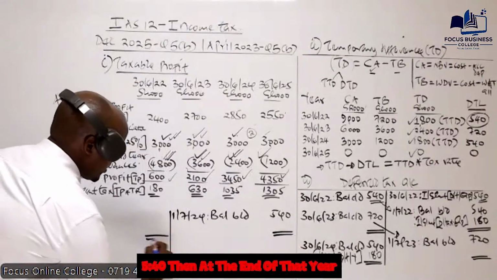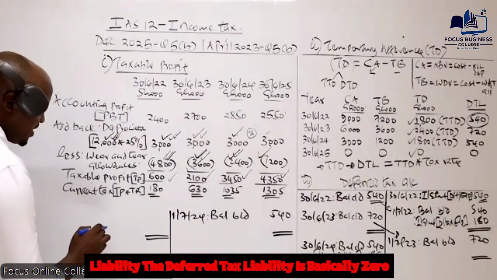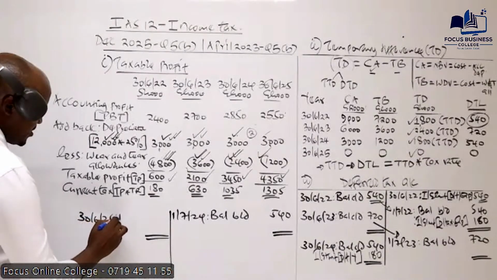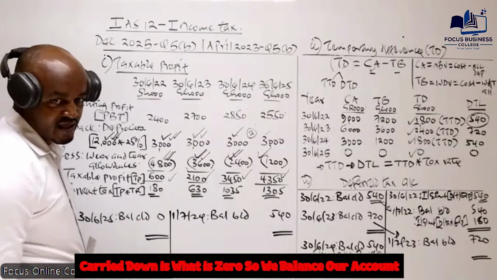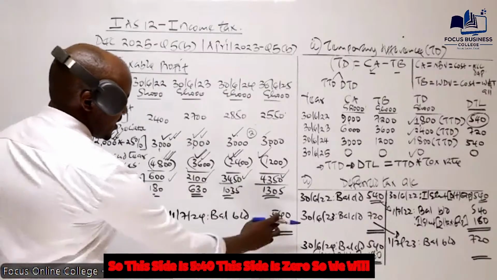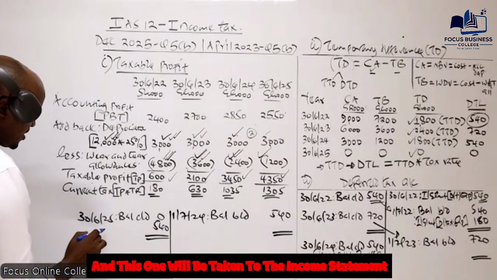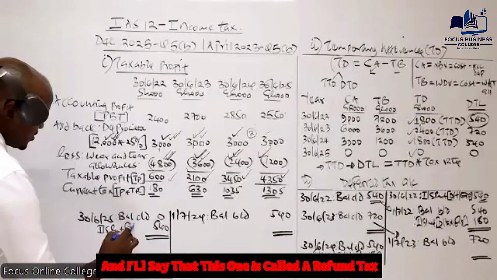Then at the end of that year, how much is the deferred tax liability? The deferred tax liability is basically 0. On that year of June 2025, the balance carried down is 0, so we balance our account. This side is 540, this side is 0, so we will be having a balancing figure on this side. And this one will be taken to the income statement. I'll say that this one is called a deferred tax income.